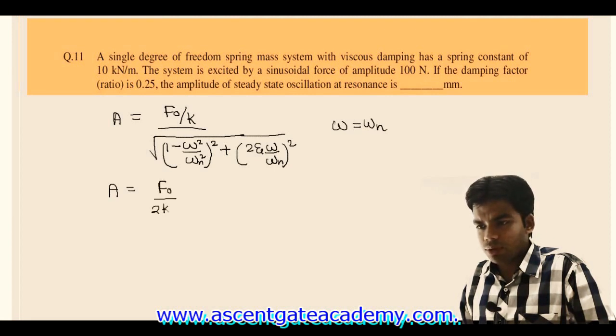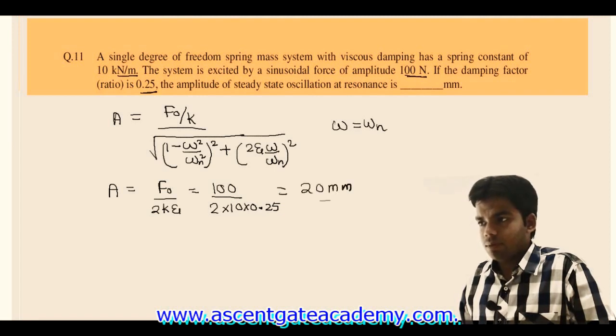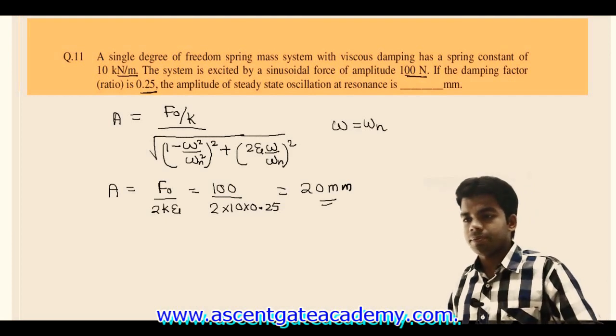Now just put the values. The value of F naught is given as sinusoidal force of amplitude 100 Newton. Damping factor zeta is given as 0.25. K is given as 10 kilonewton per meter. So this will be equal to 100 upon 2 into 10 into 0.25. This will be equal to 20 mm. Answer. So the answer is 20 mm amplitude. Okay, next.